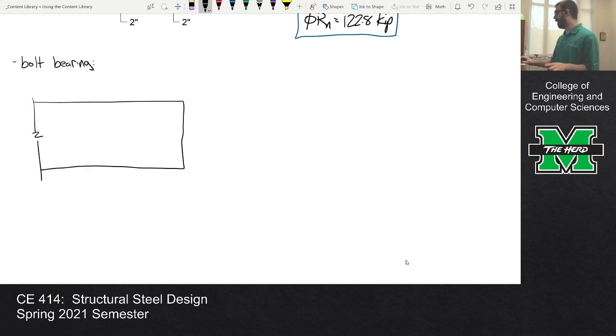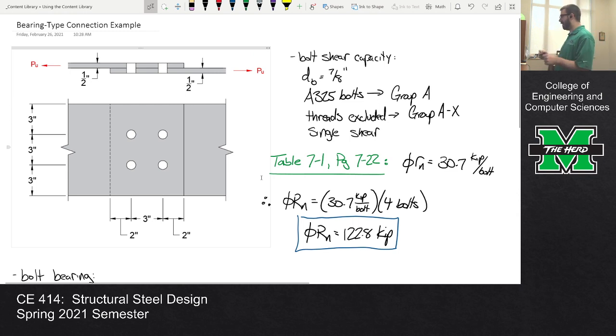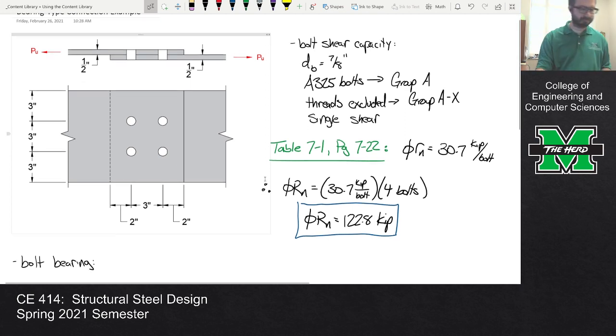Oh, by the way, I missed something, but I wanted to ask. I want to make sure everybody's clear. If I do not tell you whether or not the threads are included or excluded, what do you do? If I don't tell you. Assume included. That's right. Okay, good.